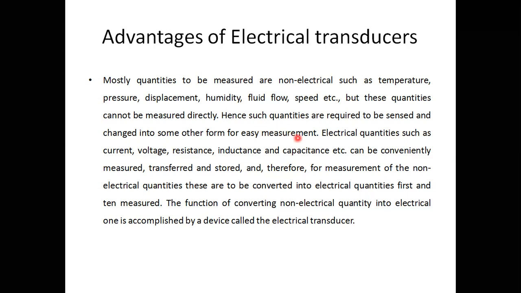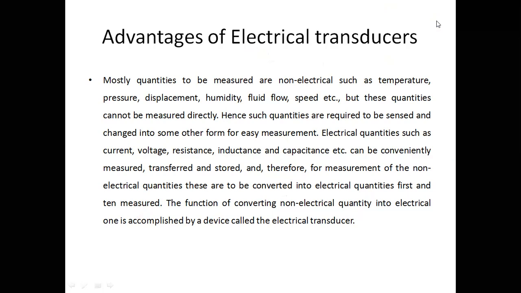Likewise, electrical quantities such as current, voltage, resistance, inductance, and capacitance, etc., can be conveniently measured, transferred, and stored. Therefore, for measurement of non-electrical quantities, they are to be converted into electrical quantities first and then measured. The function of converting a non-electrical quantity into an electrical quantity is accomplished by a device called an electrical transducer.